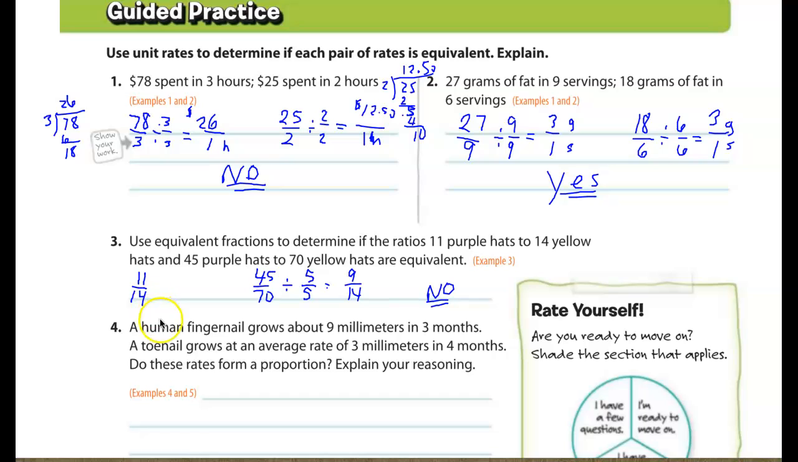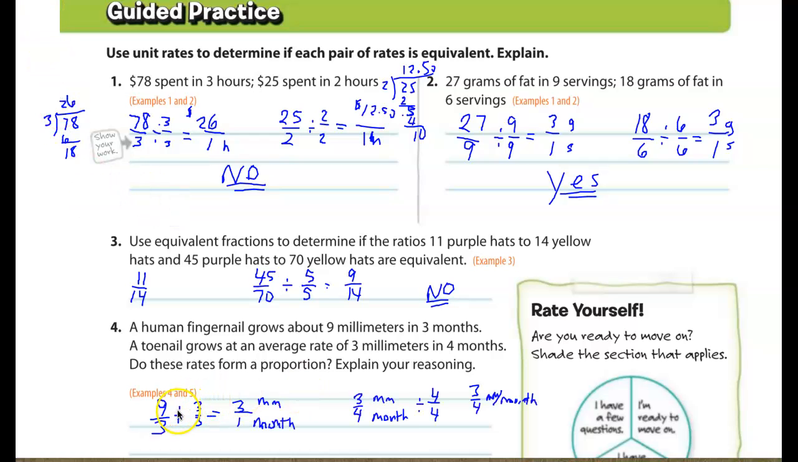Let's look at the final question. A human fingernail grows at 9 millimeters in 3 months. A toenail grows at an average rate of 3 millimeters in 4 months. Do these rates form a proportion? Explain your reasoning. So we're going to pause the video. Please check back at examples 4 and 5 and see if you agree that these rates form a proportion. Are they an equivalent rate to each other?